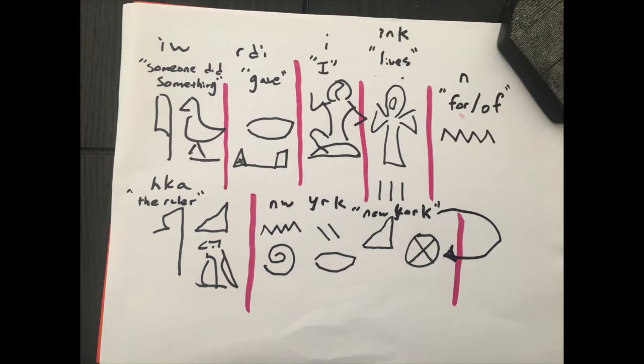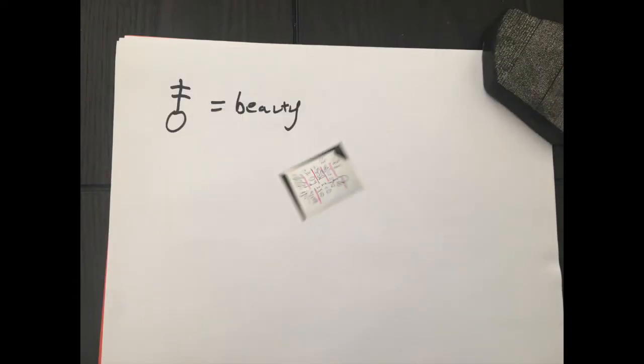Now the word of is not there right before New York, but you'll add that. Again, they don't always have these transitional words. Sometimes you have to fill them in, because again, Egyptian isn't exactly English. All right, beauty. We did this one last week, right?